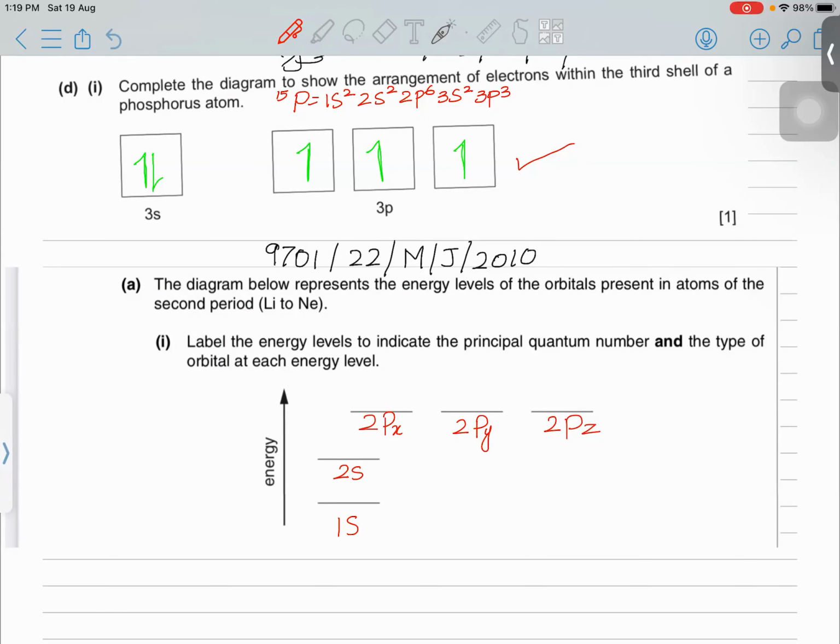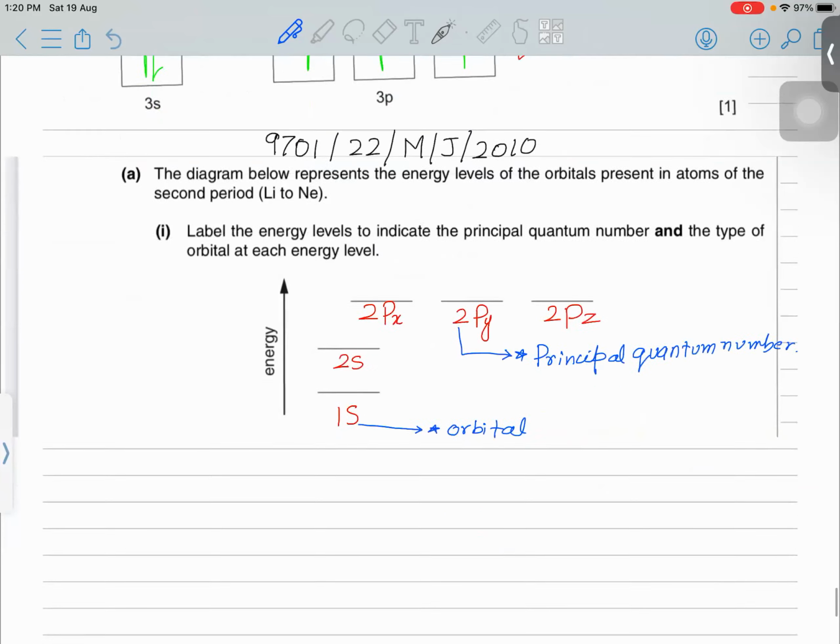This question has 2 marks, right? One mark to show the orbital. This is the orbital. And the second mark for the principal quantum number. This is the principal quantum number. Now the next part.